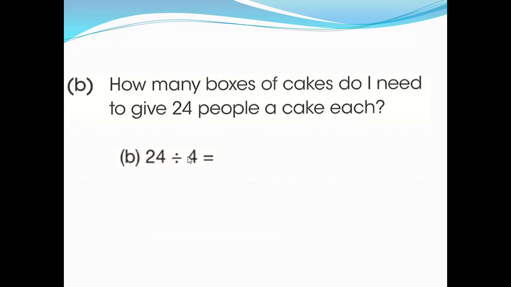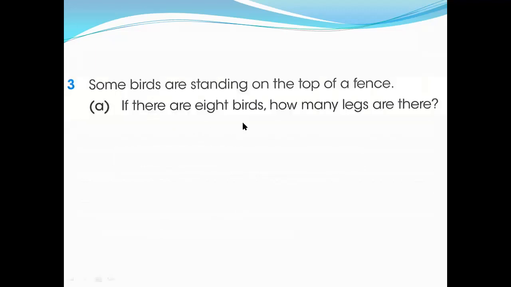So 24 divided by 4, or 4 multiply what gives 24? 4 multiply 6. So if you want to divide, you can divide it. 4 sixes are 24. So we write here 6. If you know the table, you can easily find the answer. So 4 multiply 6, 24, and 24 divided by 4 equal to 6. It means 6 boxes of cake we require to give 24 people.